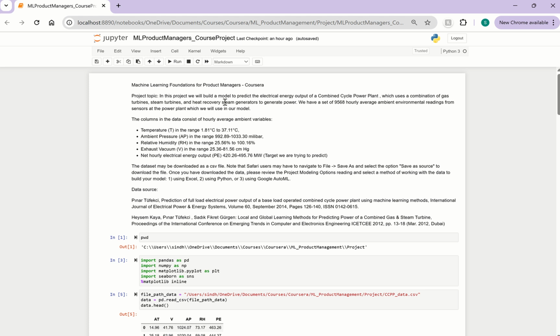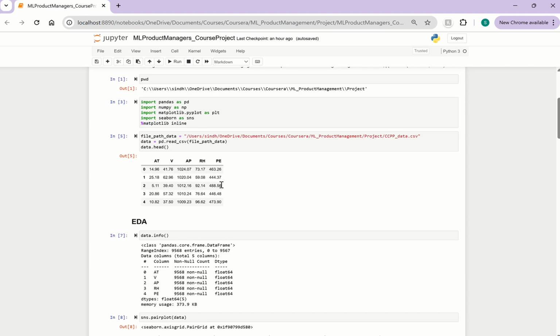In this project we were tasked with building a predictive model to predict the electrical energy output of a combined cycle power plant based on four main variables: the temperature measurements, ambient pressure measurements, relative humidity measurements, as well as the exhaust vacuum measurements. The target variable we were trying to predict is the net hourly electrical energy output, or PE.